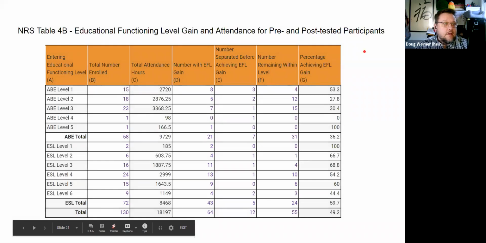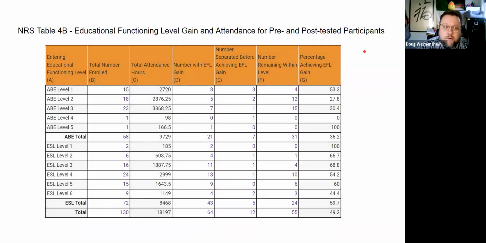Table 4B. Table 4B is a little similar, but somewhat different. Table 4B shows us students that have both pre and post testing. So it doesn't show us all the students. It just shows us those that have both a pre and a post test. And it only shows us the EFL gain on this one, so it doesn't have anything to do with high school completion.